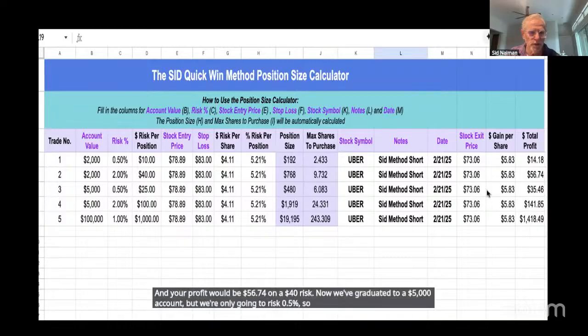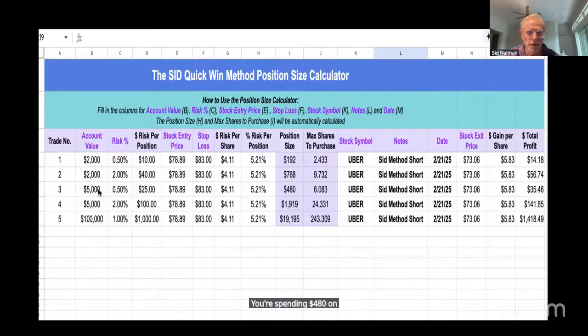So you're only risking $25. Your gain is $35.46. You're spending $480 on this trade. Out of your 5,000, you're buying 6 shares.